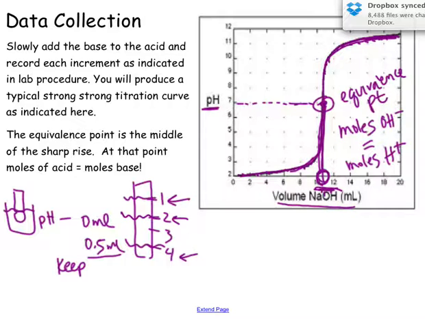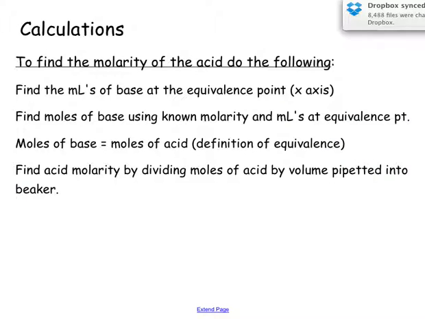And I'll be there to help you, but remember, we want as many points as possible, and we want a really distinctive sharp rise. You're going to do 2 trials. Your first trial may be a trash trial, and that's okay. You might just want to use your second, but we'll see what happens when we actually run the experiments.